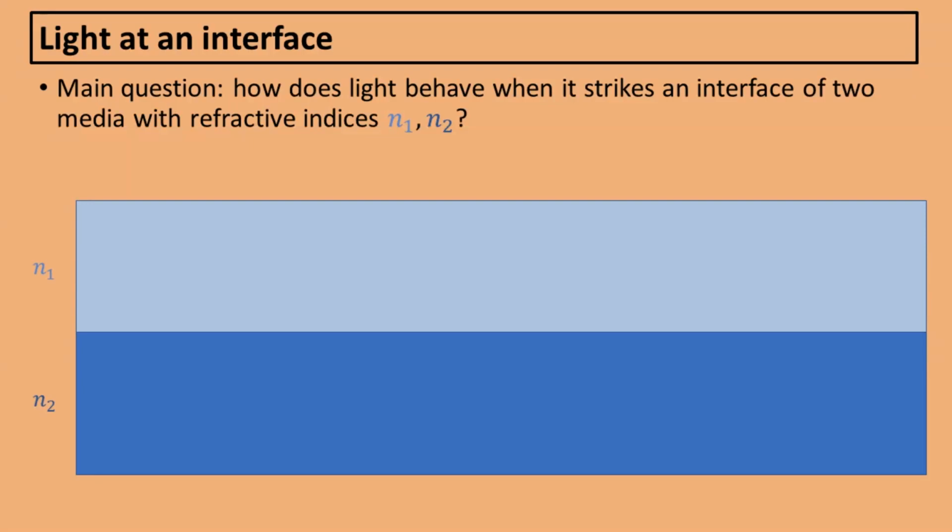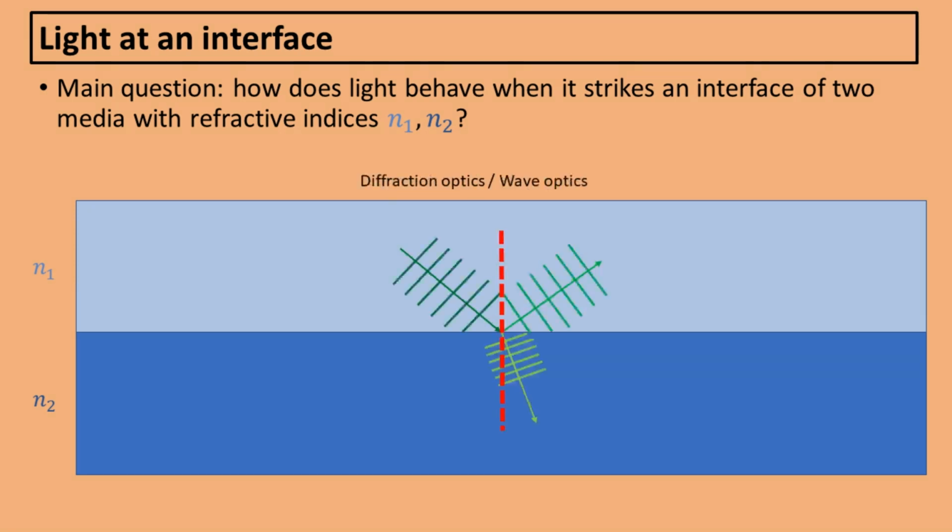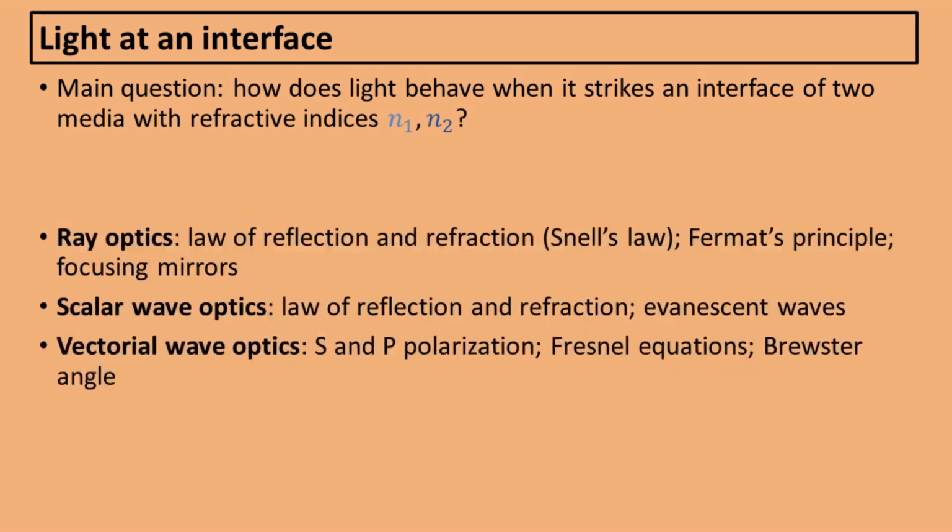The main question we'll be answering is, how does light behave when it strikes the interface between two media with different refractive indices? We will answer this question in three different ways using the different models of light we have encountered, namely the ray model, the scalar wave model, and the vectorial wave model. We will see how these different models lead to the same conclusions on the one hand, but also how the more complicated models allow us to derive new results.